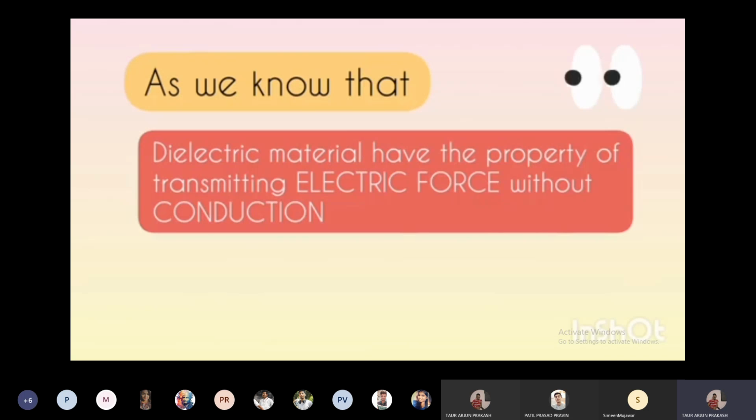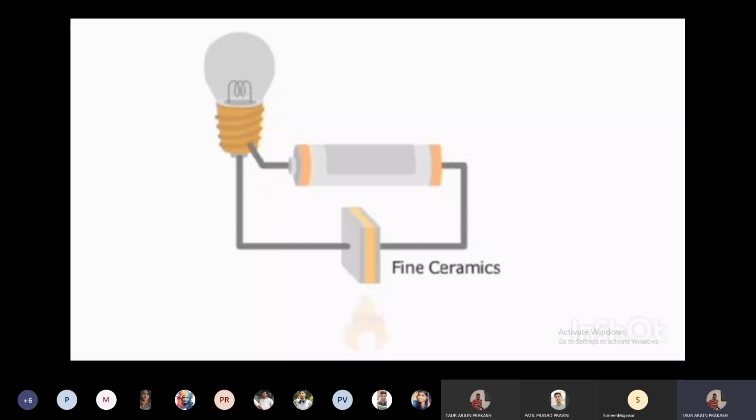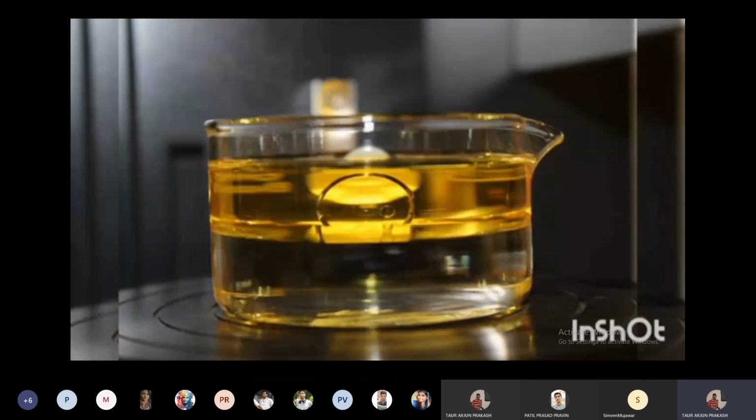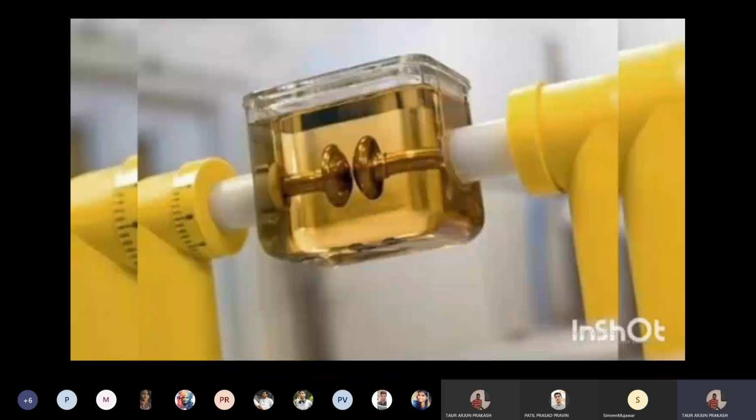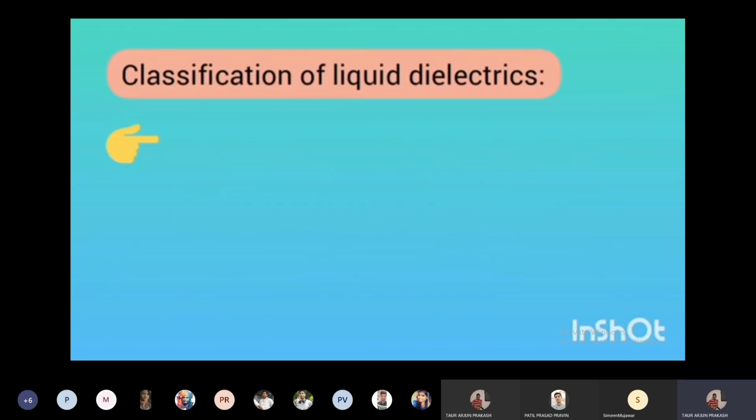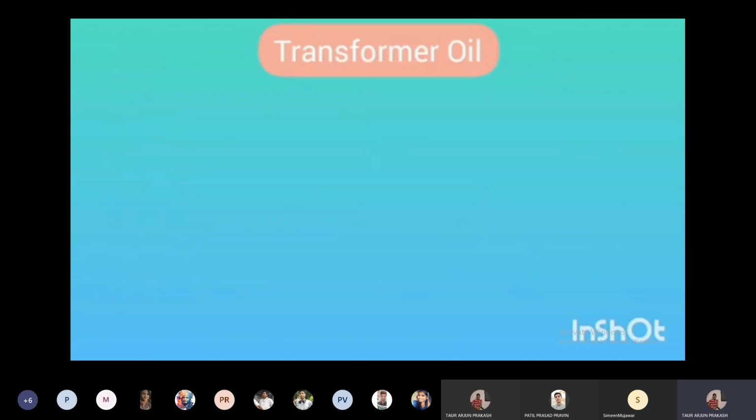As we know, dielectric materials have the property of transmitting electric force without conduction, which means unlike the conduction of heat and unlike the conduction of electric current. This is how the dielectric fluid looks like. This is a dielectric fluid used in an electrical apparatus. Let's see the classification. Liquid dielectrics are classified as transformer oil, synthetic hydrocarbons, chlorinated hydrocarbons.